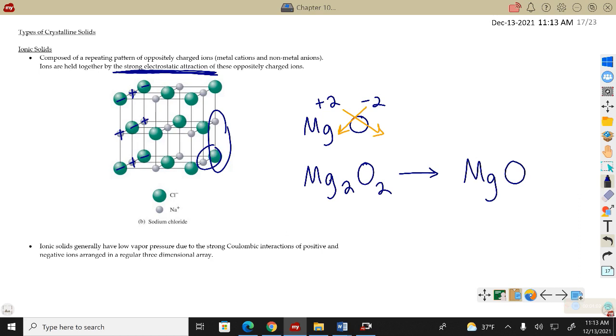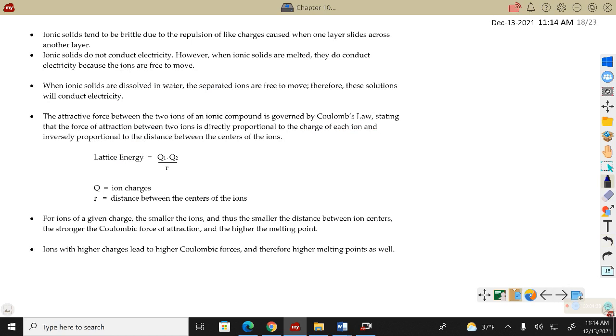And because of that really strong attraction, we're going to see low vapor pressures. And it's not likely that this solid is going to melt, or from melting then vaporize. Highly unlikely, because the attraction is just so strong. Kind of along those lines, then we would see, because it's a solid, really high melting points. High melting points, eventually a high boiling point. There's really strong attraction between these oppositely charged ions. They're also going to be brittle.